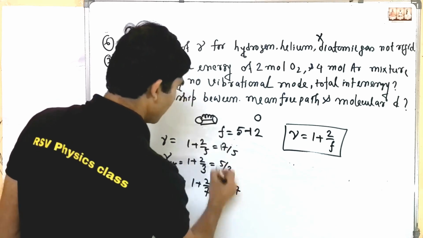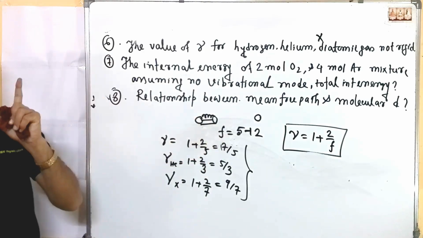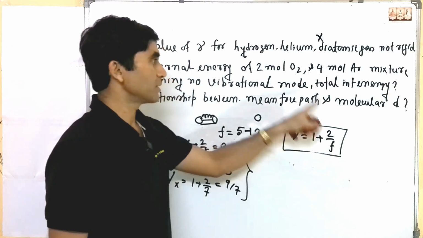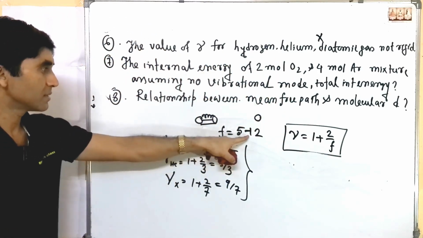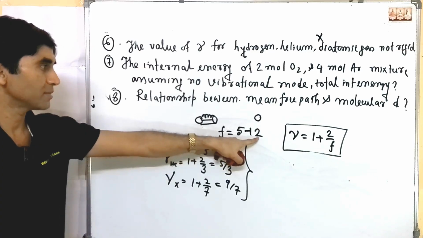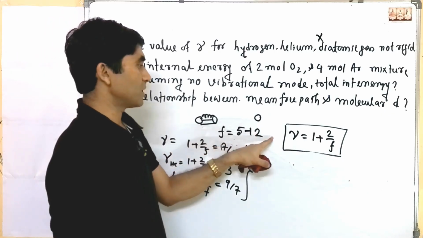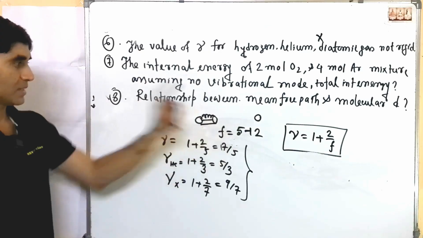So this is 7/5, 5/3. So this type of question obviously will come in your exam every year, है ना। So you just remember this equation, you can solve different questions. Whether it is rigid, then +2 will not be there for diatomic gas, if it is not rigid then you have to add +2 degrees of freedom, then you can calculate gamma easily using this equation.